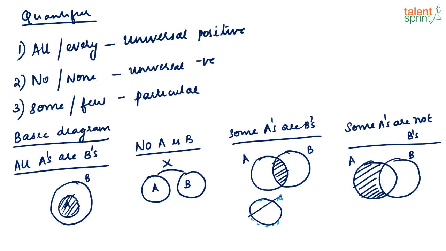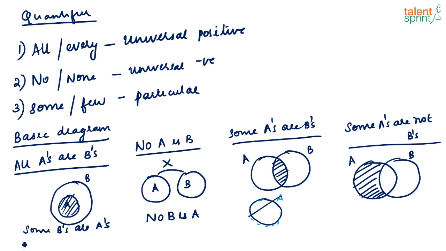Now let us look at what are the conclusions that you can derive from each of these statements. From a statement where you have all A's are B's, the definite conclusion that you can say is some B's are A's. If you look at this diagram, you can very clearly say some B's are A's. Similarly, if no A is B, you can say no B is A. So this is the conclusion that you derive from this given statement. Directly you can say this.